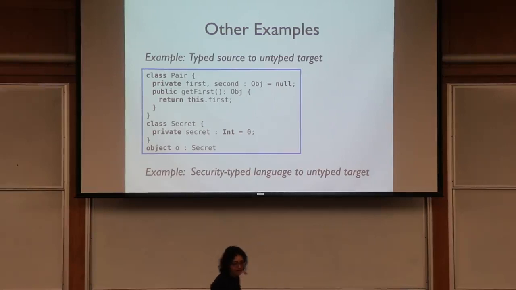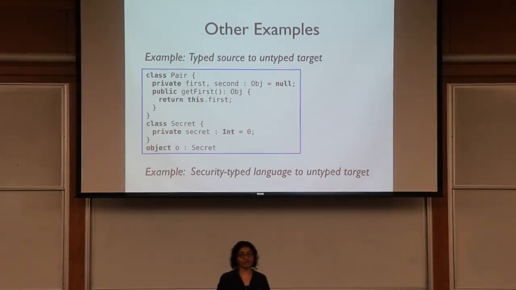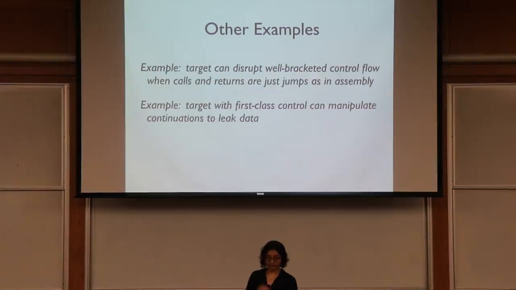And of course, the other thing I put up here is security type languages. Something like JIF, where you actually have high confidentiality and low confidentiality variables. If you compile to an untyped target, those high and low annotations are gone, right? So an attacker could go in and read a high security variable.